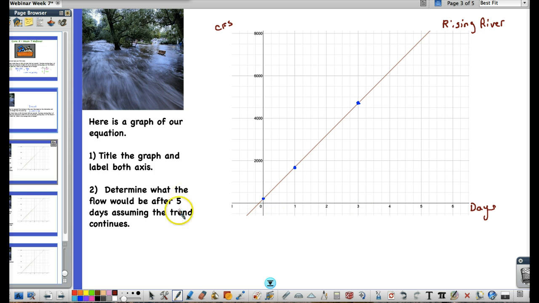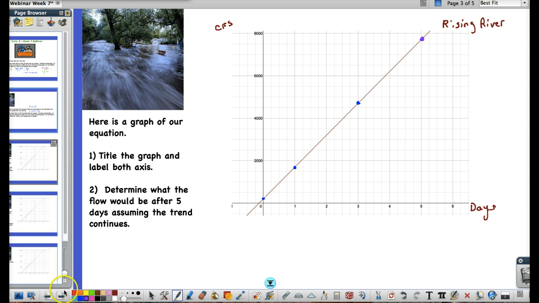Okay, so determine what the flow would be after 5 days, assuming the trend continues. If I go over here on the graph, what's really nice is I can come right here and say, okay, here's 5 days. It's pretty close to 8,000 cubic feet per second, just shy of it. So that's one way I can do it.